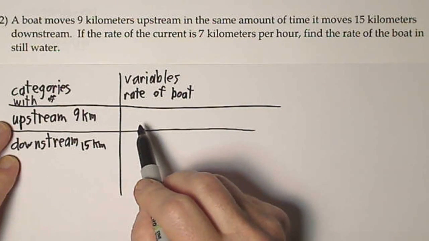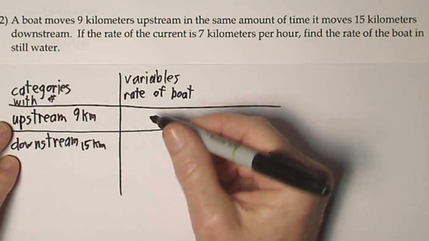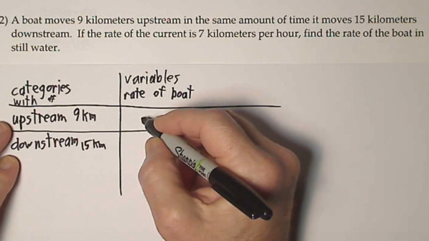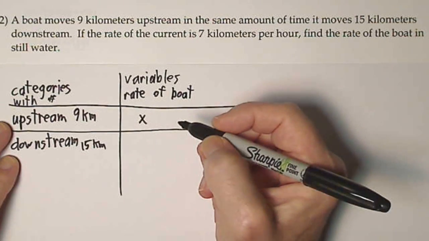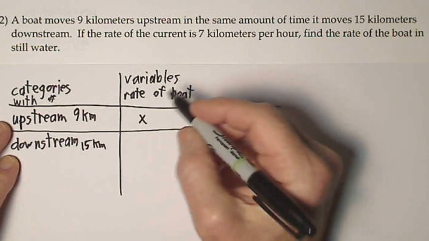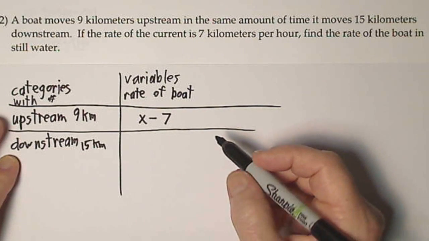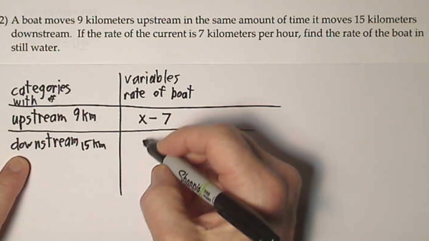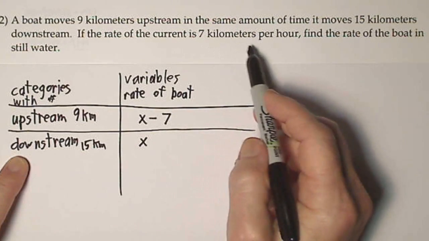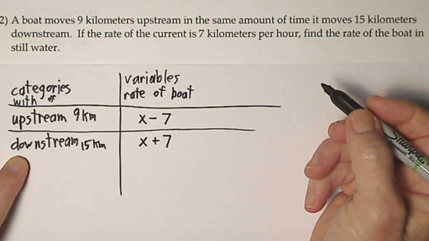Alright, so if the current is 7, whatever the speed of the boat is, it's 7 miles an hour, or excuse me, 7 kilometers per hour slower going upstream. Whatever the rate of the boat is, it's 7 kilometers per hour faster going downstream.